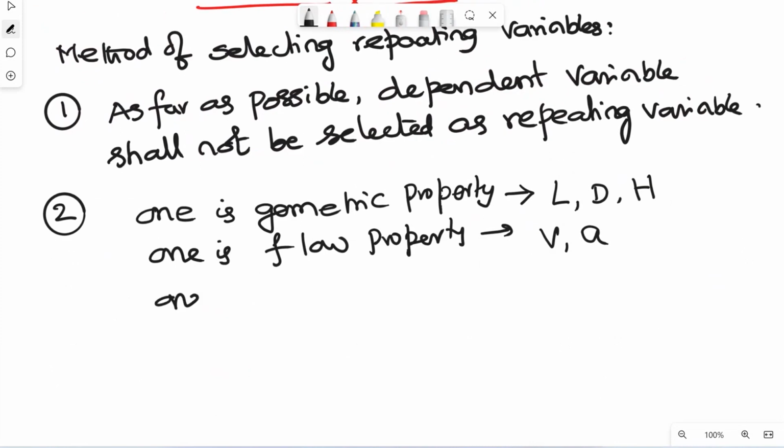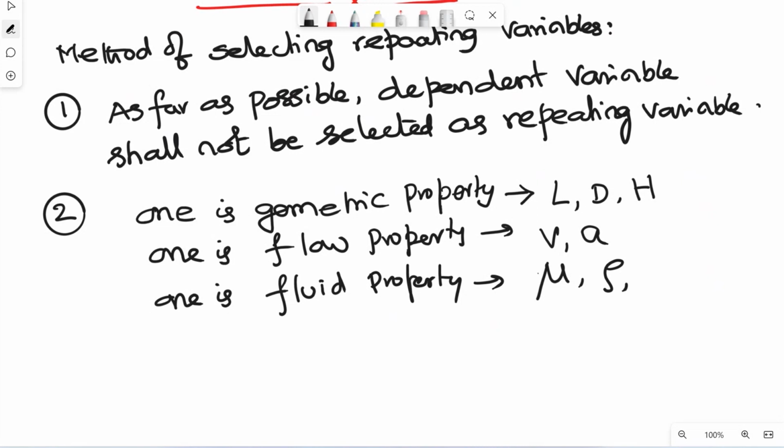And the third repeating variable is a fluid property. Fluid property generally means viscosity is one, mass density is one, then specific weight is one. These are all common things actually. So now remember, out of the three selecting variables, you select one from the geometric property, one from the flow property, one from the fluid property. If you choose like that, then naturally you can solve the problem very easily. That is the first thing actually.